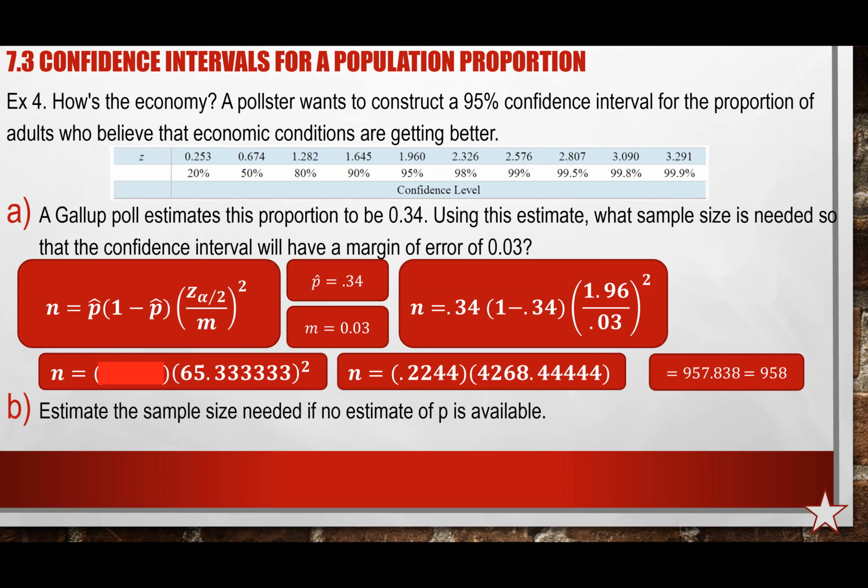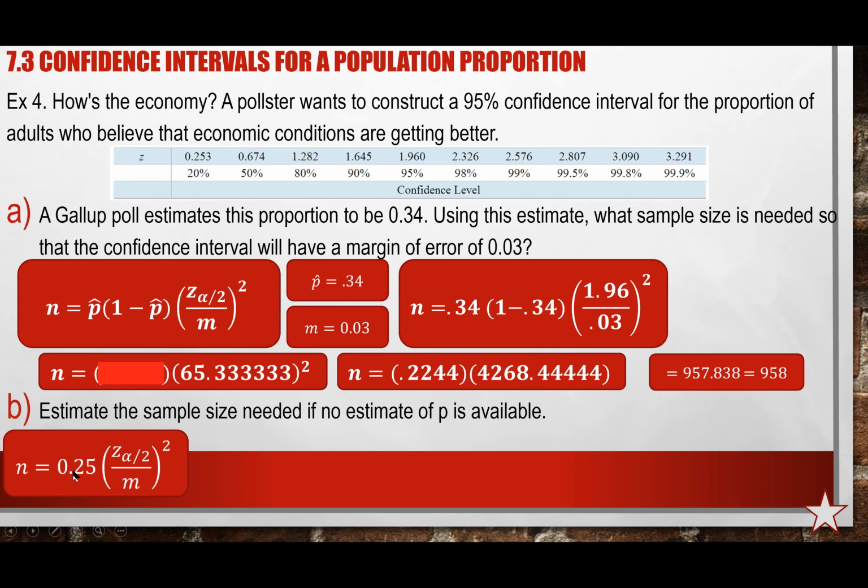Okay, and for B, if you look at this item here, they say estimate a sample size needed if there is no estimator for the P. Meaning if we don't have this poll, let's say we just have this data, we want to construct a 95% confidence interval that people believe that the economy is getting better, and we don't have any survey, we don't have anything, what do we do? Well, we assume that 50-50. 50% agree that we're getting better, 50% does not agree. Or in short, this is all we're doing, everything is the same. The only thing different is we're using this fixed number because we don't have a point estimator of 0.34. We will use the 0.5 and 0.5.